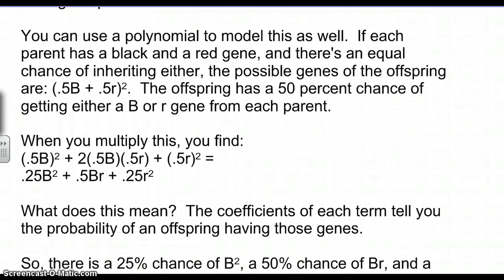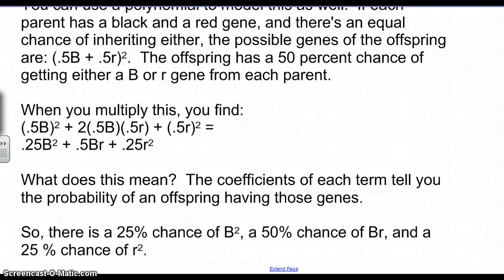Okay? So when you look at it, you can see that there's a 25% chance of having B squared, that is 2 capital B genes, a 50% chance of having capital BR, that's still going to be black patches, right? And a 25% chance of R squared, that would be red patches, which we sort of knew already, but this polynomial confirms it. You can also draw this out into squares. That's why it's called a Punnett square. So you might want to take a look at that in your book so that you're familiar with it.